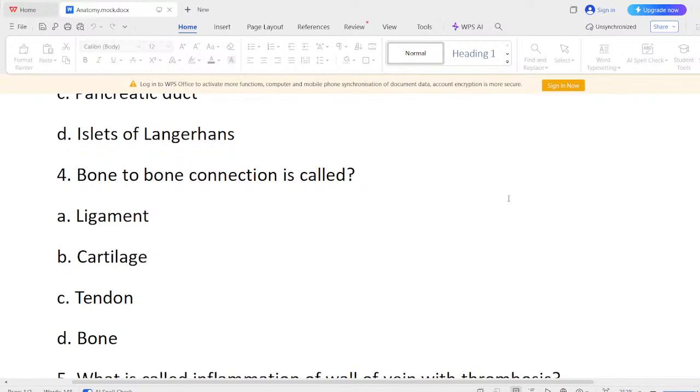Next. Bone to bone connection is called what? Option A, ligament. Option B, cartilage. Option C, tendon. Option D, bone. Previous question: a bone to bone connection is called. Fourth one. Abida, a ligament. Correct. Venu, option A. Okay, ligament.